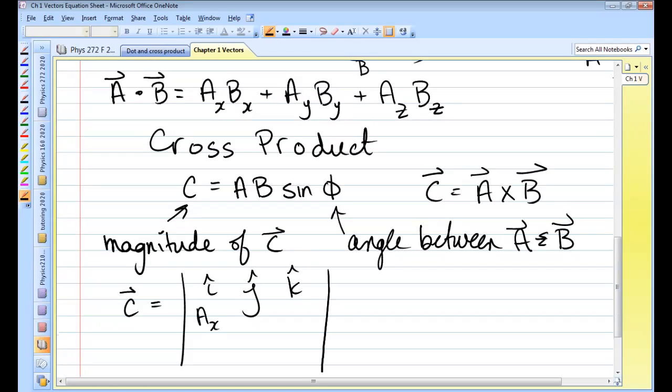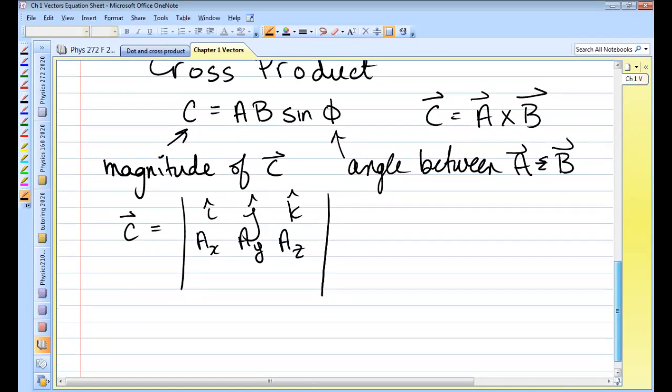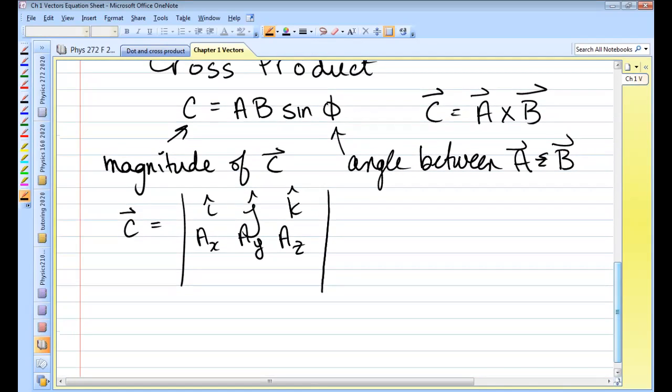And you put the components of the first vector. Now it is very important the order in which you do this. So A cross B does not point in the same direction as B cross A. So it's important that if you're doing A cross B, you put A first, and then you put B in the second row. And then the answer is a vector.